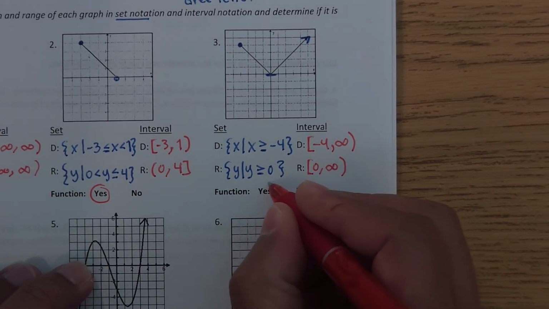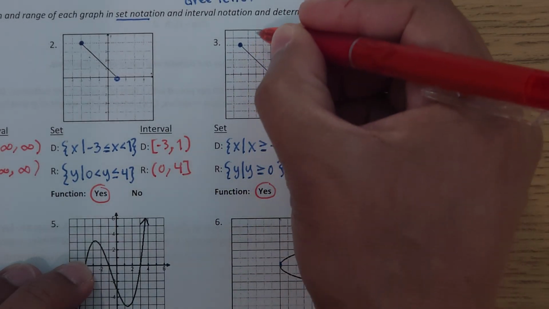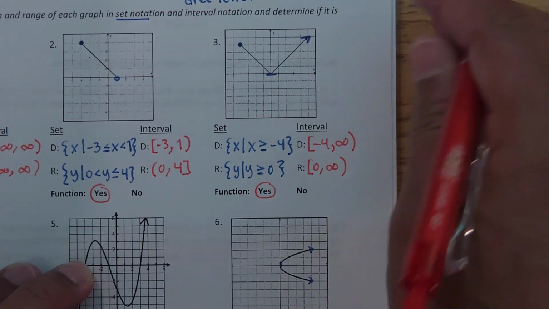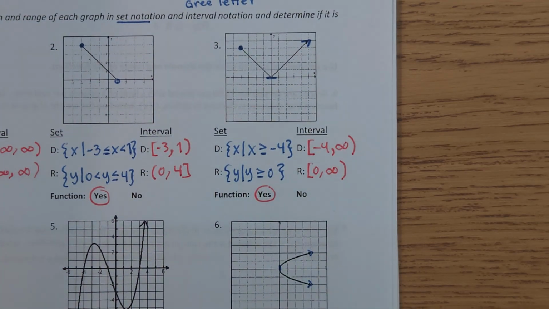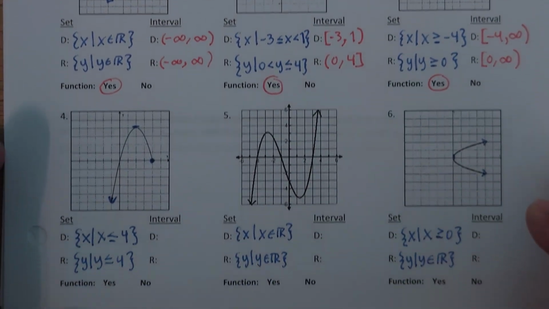Function, yes, please. It passes the vertical line test. You can do as many of them as you want. It's going to pass every single one of them. Okay. So let's go on to the bottom example.